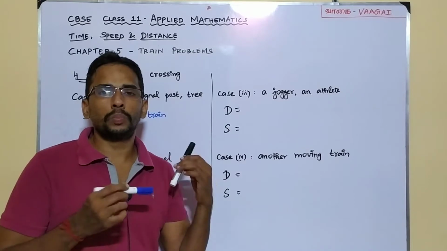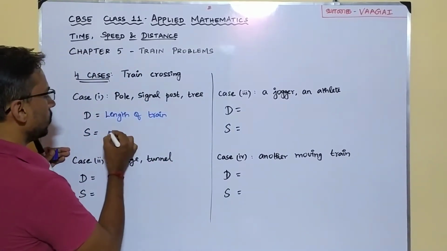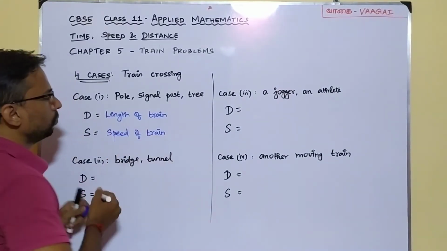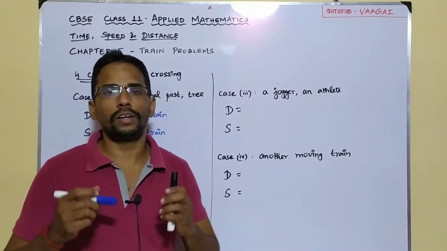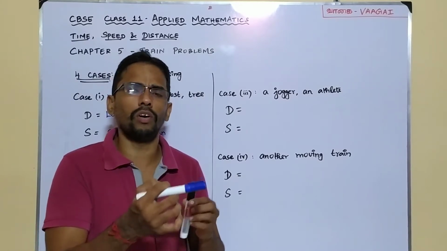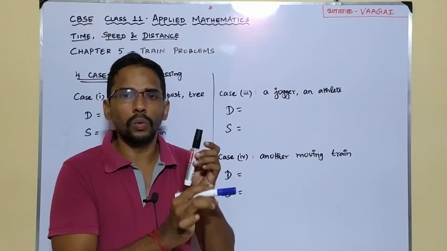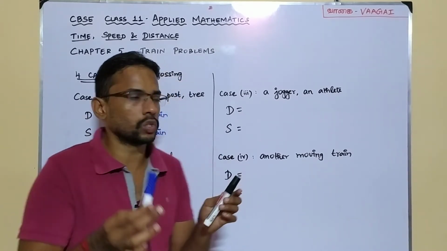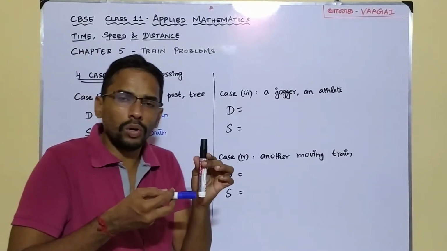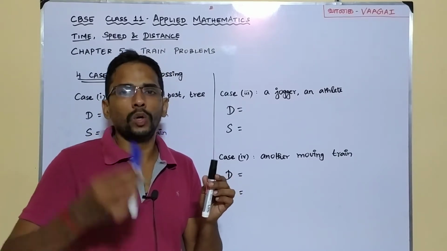So in that case, coming to speed, we have to take the speed of the train only. So we'll take speed as the speed of the train, that's it. Okay, I hope this first case is clear to you. So when a train is going to cross a single point object, we don't have any special length for those objects. In that case, we should take the distance covered to be equal to the train's own length itself. That's it. So that's the distance, and speed is going to be the speed of the train. Obviously, this train is the only object which is going to travel, is it or not? So in that case, we should take speed to be the speed of the train.